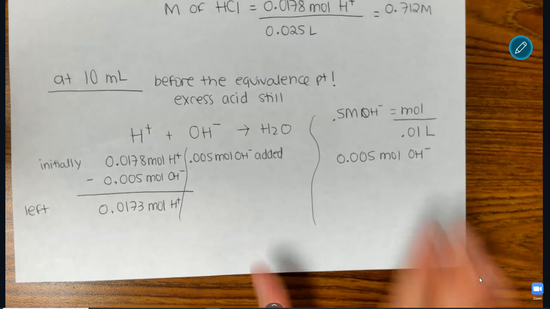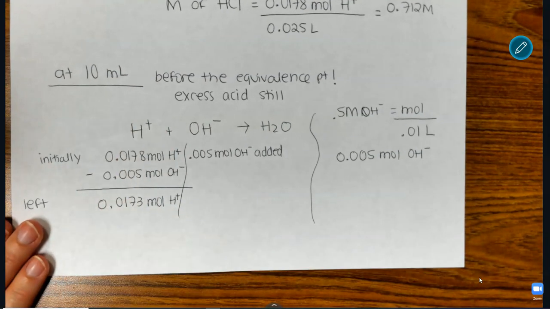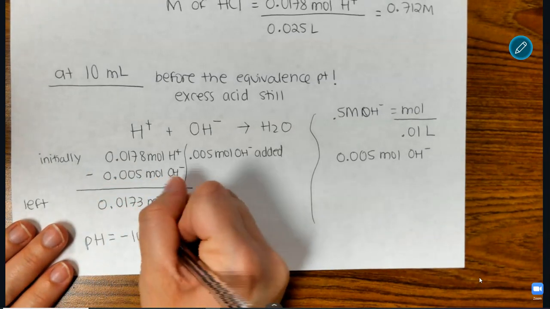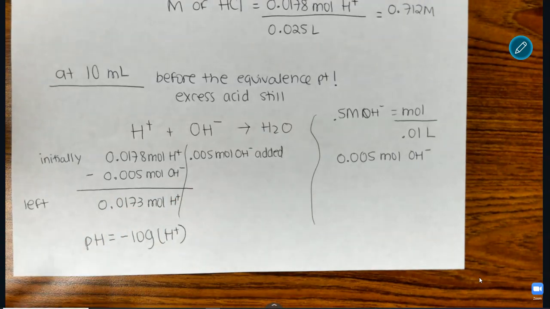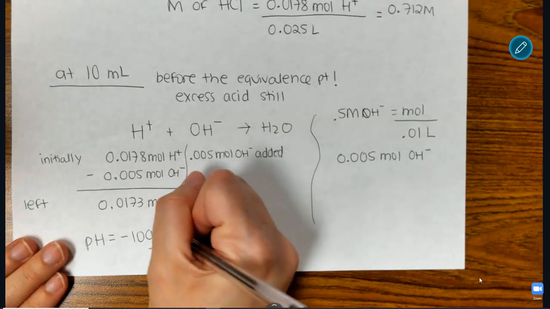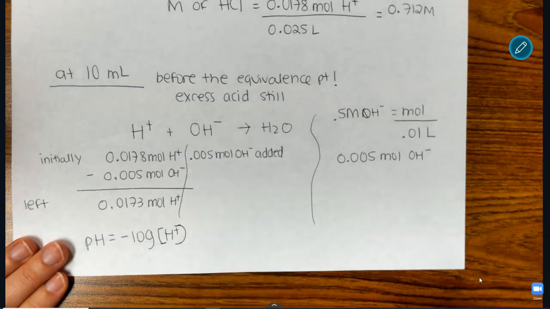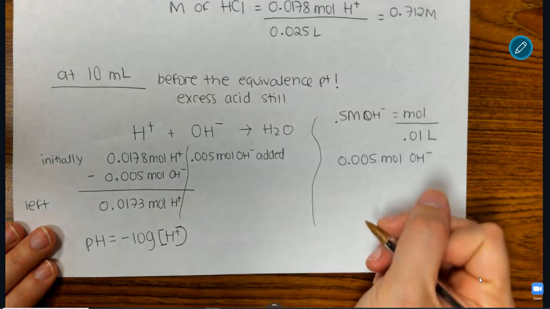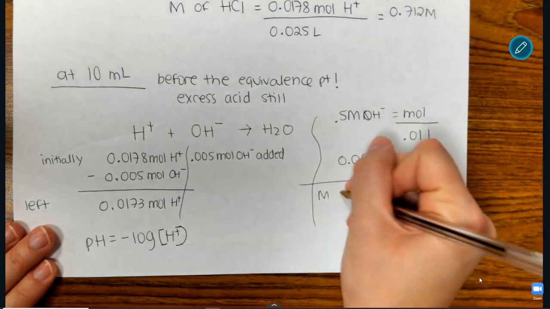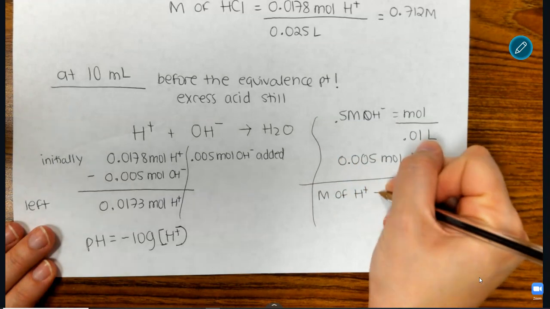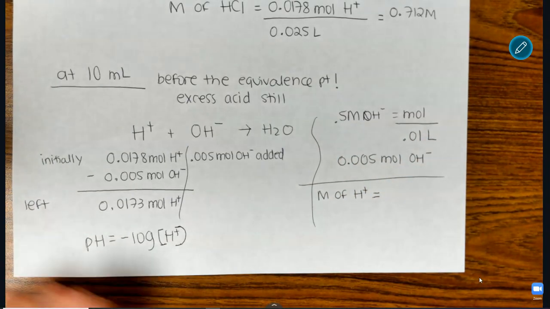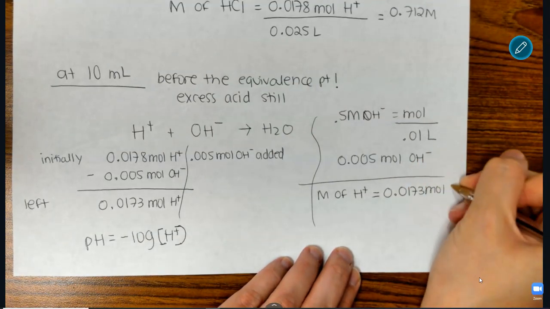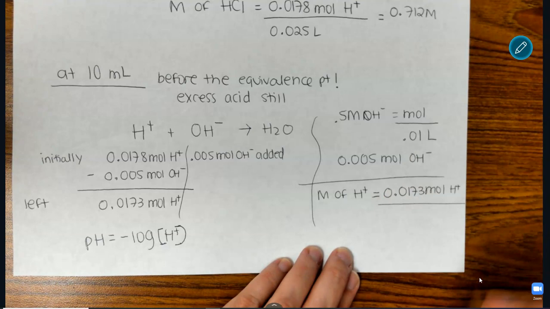Now the question wants the pH. This H again is a strong acid. pH for a strong acid is just negative log of the hydrogen ion concentration, and that should say brackets. So I need to go find the concentration, or the molarity, of the hydrogen ions. My moles of hydrogen ions that are left are 0.0173. And the volume, you need to think about when you did this in a lab.